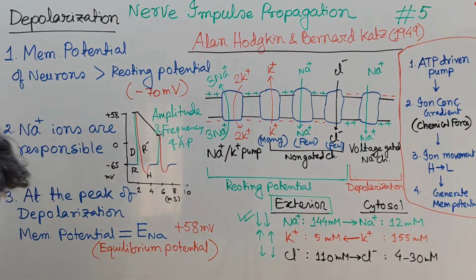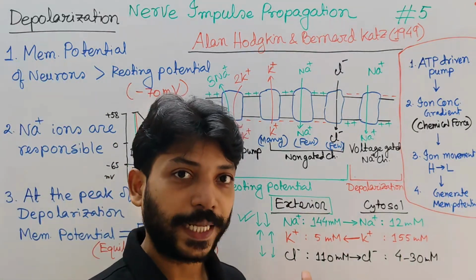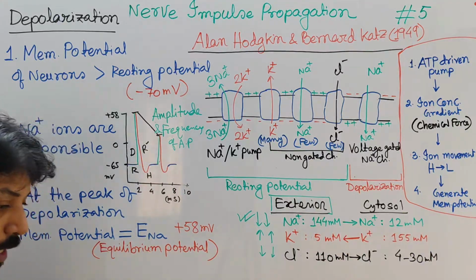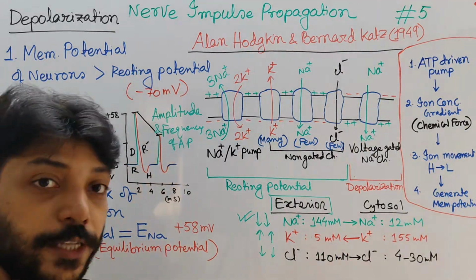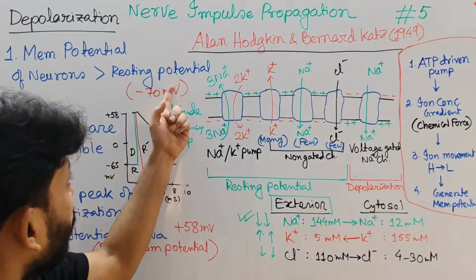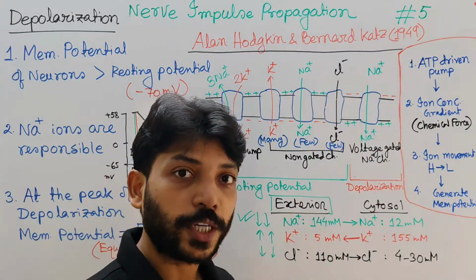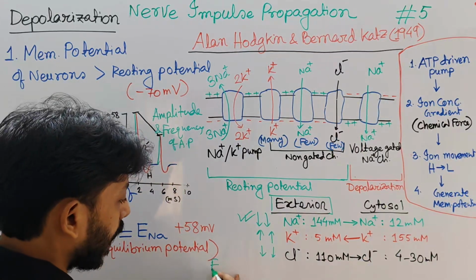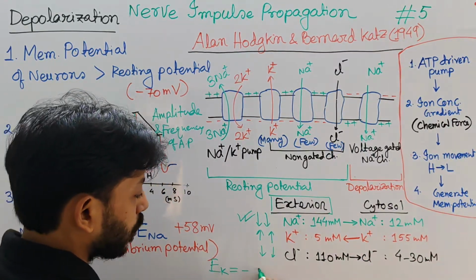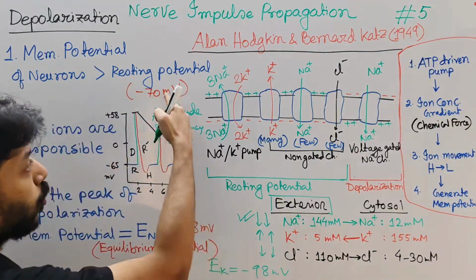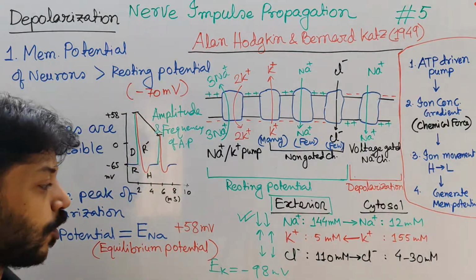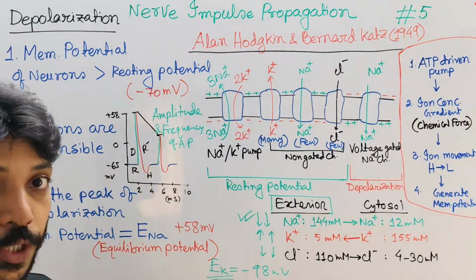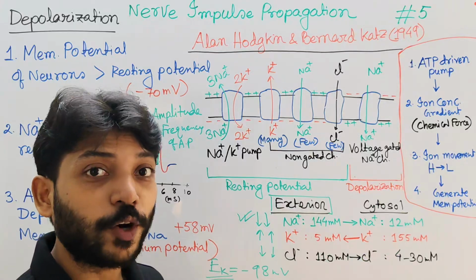Now one thing I want to mention here: in my previous video on resting potential, I mentioned equilibrium potential, and we got this value by the Nernst equation. In that video I mentioned that by the Nernst equation we got the value of equilibrium potential for potassium ions. We call it Ek. The value of Ek is approximately minus 98 millivolt, which is very close to the minus 70 or minus 90 millivolt of resting potential. Equilibrium potential is a membrane potential at which there is no net movement of ions.